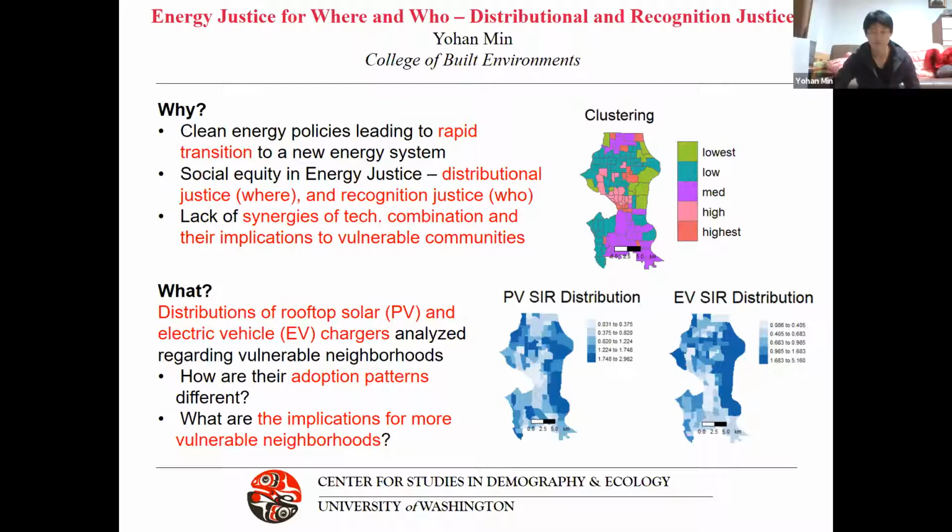In this regard, two representative residential clean energy technologies, rooftop solar and EV chargers, were analyzed to answer 2 questions: how adoption patterns are different, and what are their implications for vulnerable communities. PV and EV distribution were analyzed with 4 indices induced from 9 built environment and demographic variables using factor analysis. 5 cluster groups were identified regarding energy justice and vulnerabilities.